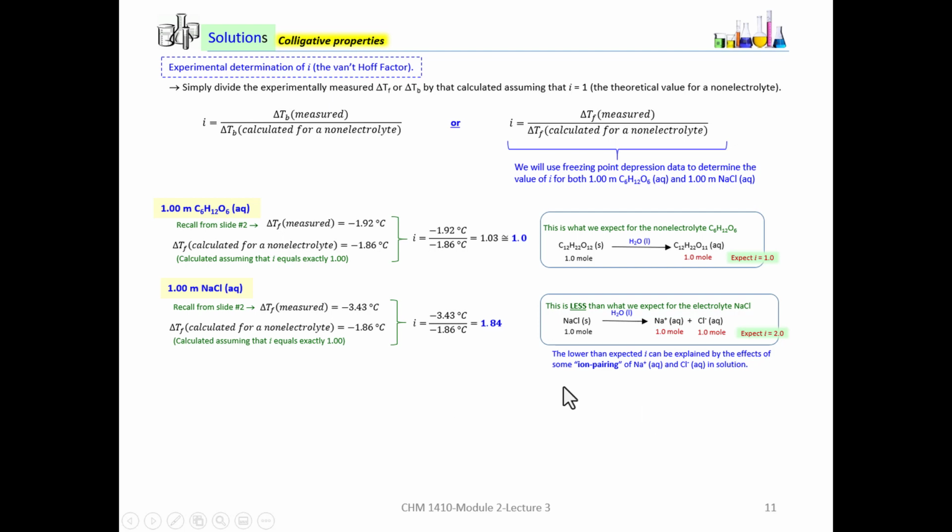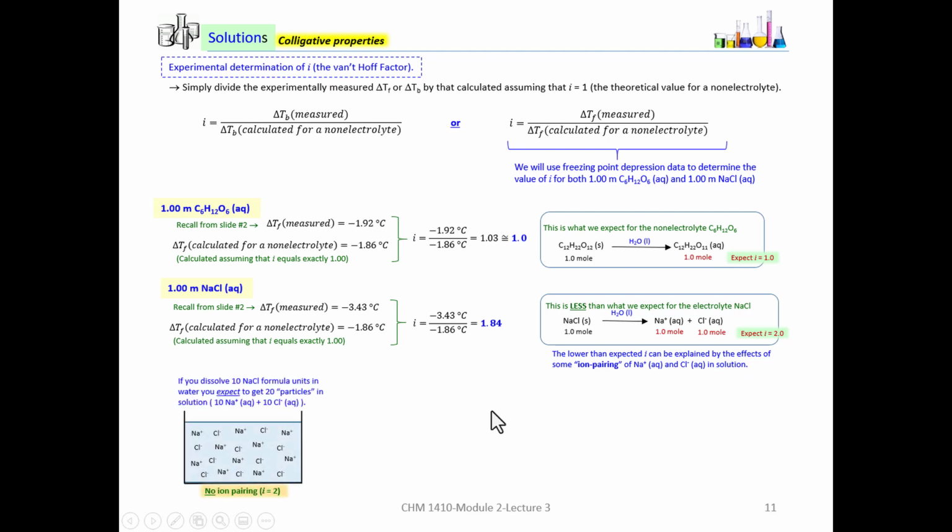I think we can illustrate this with some cartoons. Let's suppose you dissolve 10 sodium chloride formula units in water. If you did that, you would expect to get 20 particles, 10 sodium ions and 10 chloride ions. And this would be the case if there was no ion pairing. And we would say the Van't Hoff factor for this situation would be 2.